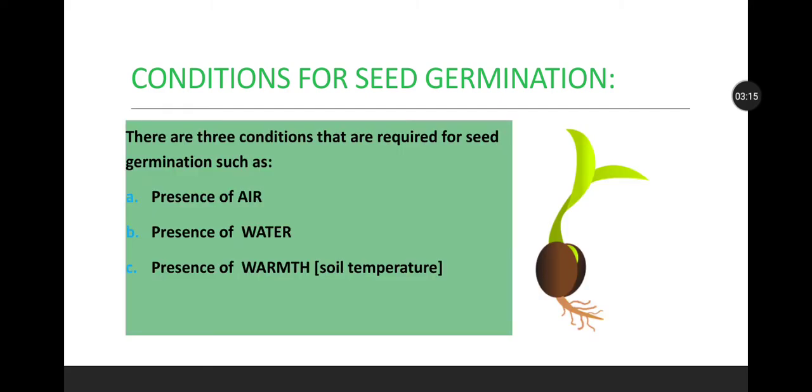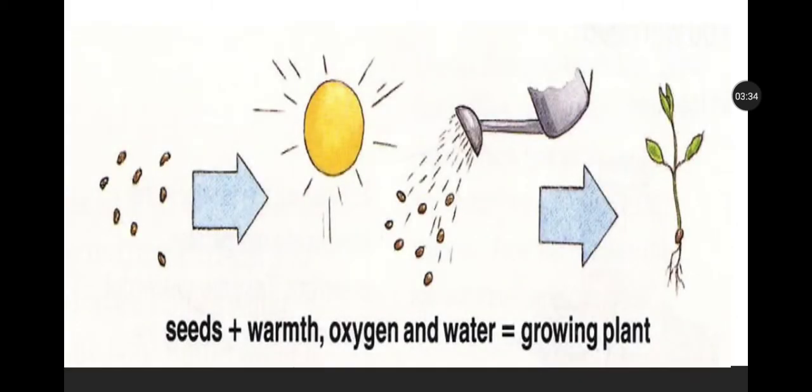So what are the conditions for seed germination? There are three conditions required for a seed to germinate: presence of air, presence of water, and presence of warmth. Must remember that sunlight is not important for seed germination. Look at this picture. When the seeds combine with warmth, oxygen from air and water, they will grow into a young plant.